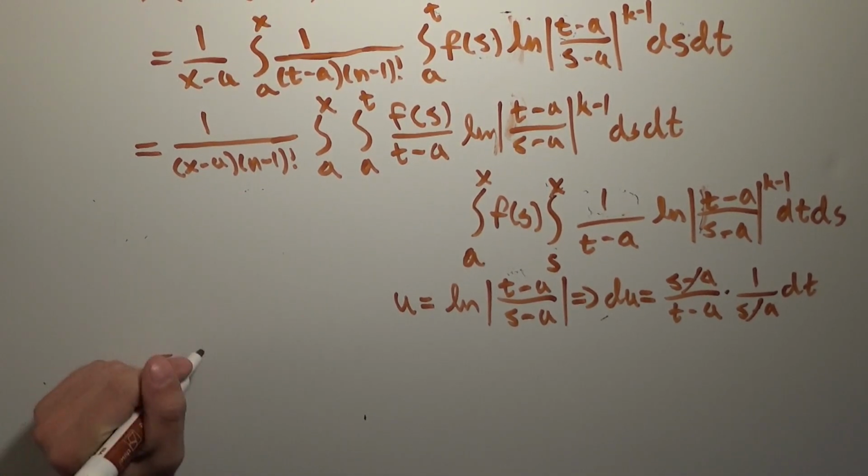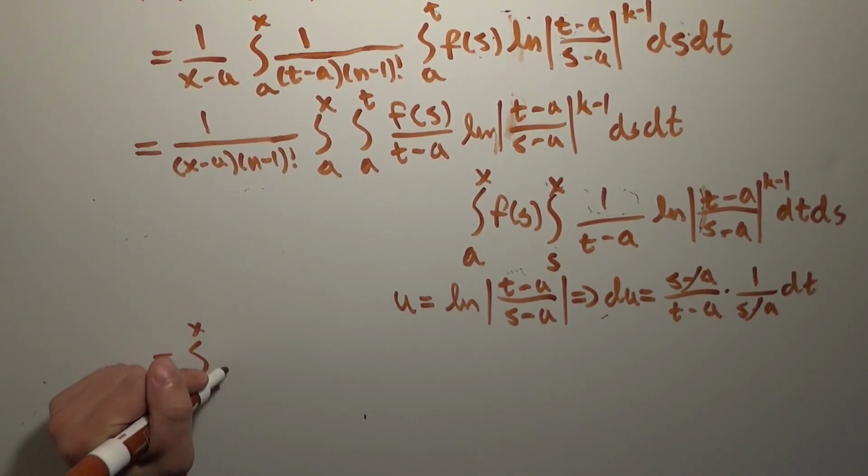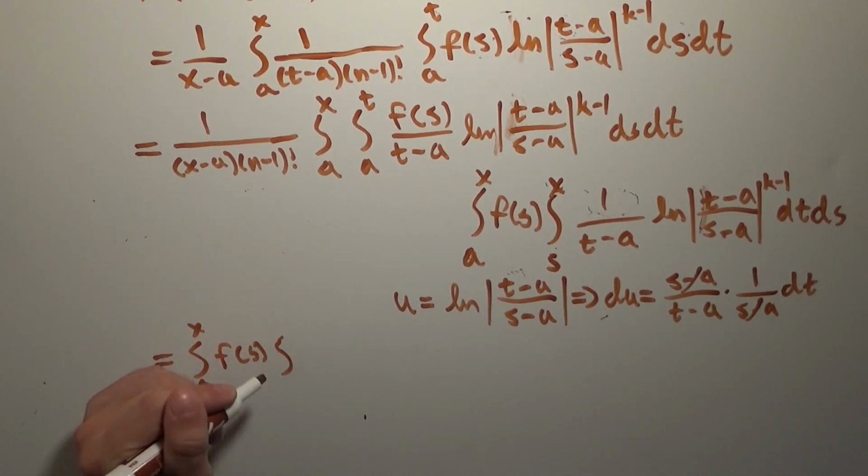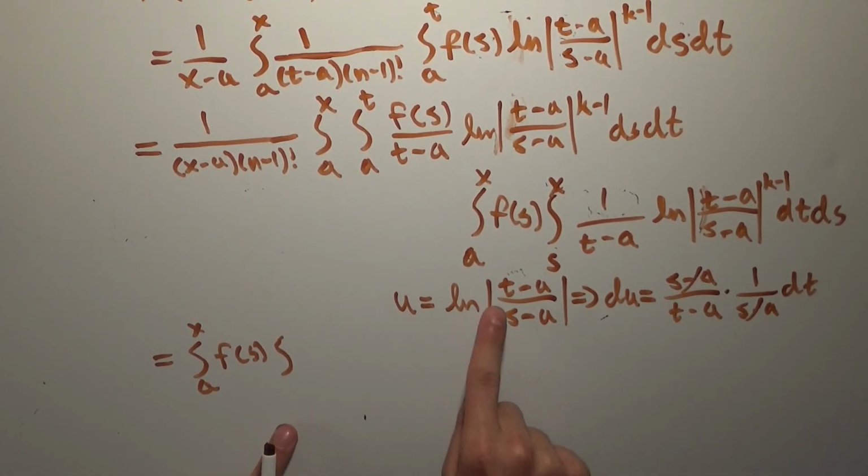So now we have the integral from a to x of f of s times the integral. So now we have to be careful. If we plug in s here, you'll notice that we get s minus a over s minus a. That's going to be the logarithm of 1, which will be 0.